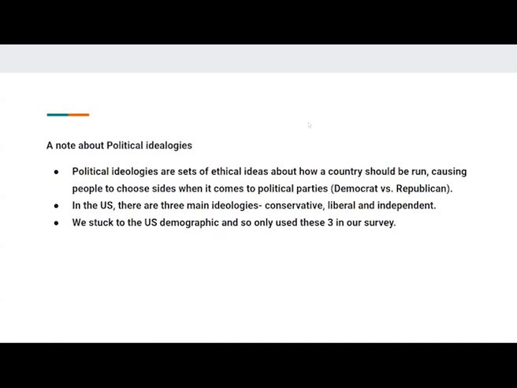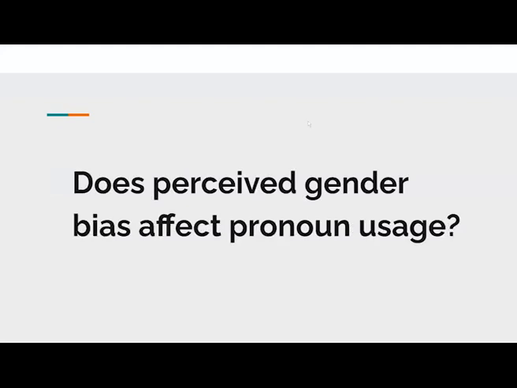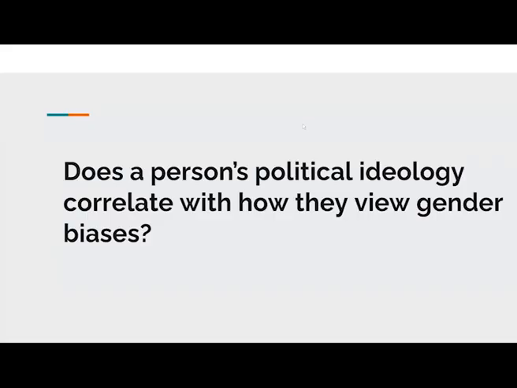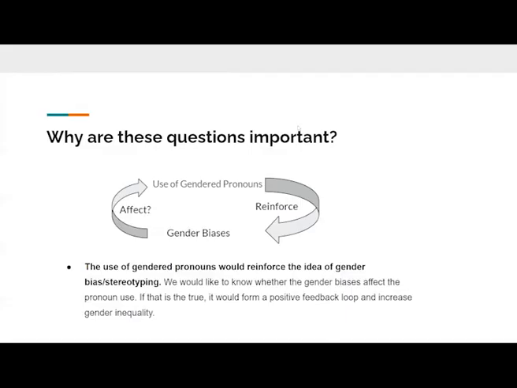These were the only types of political ideologies we measured as we saw them as the most pertinent, which leads to our research question. Our primary research question is: does perceived gender bias affect pronoun usage? And our secondary research question is: does a person's political ideology correlate with how they view gender biases?